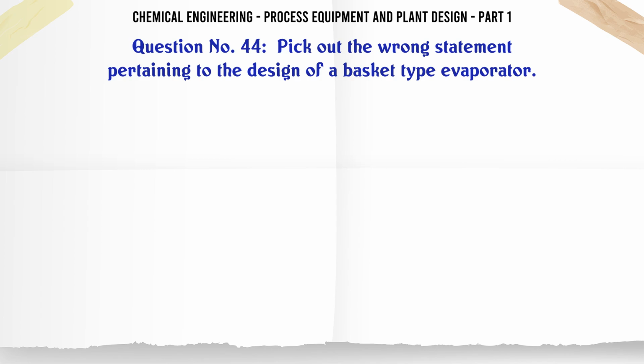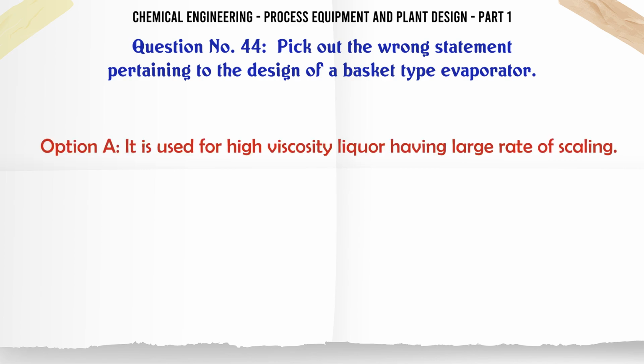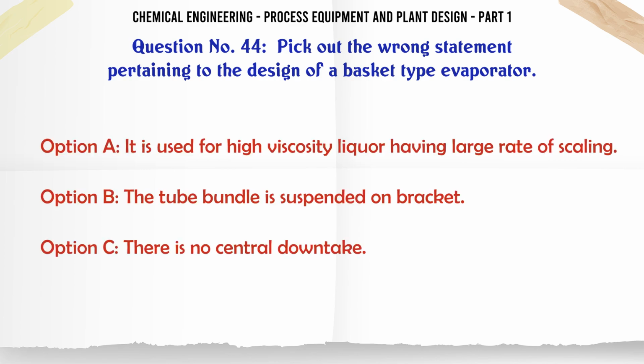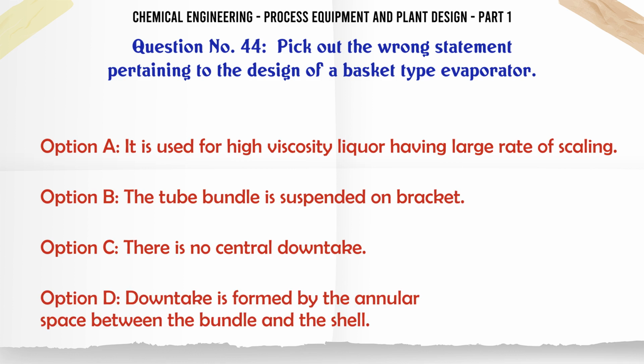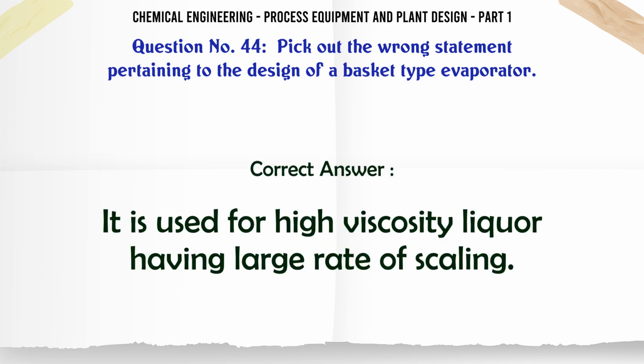Pick out the wrong statement pertaining to the design of a basket-type evaporator. A. It is used for high-viscosity liquor having large rate of scaling. B. The tube bundle is suspended on bracket. C. There is no central downtake. D. Downtake is formed by the annular space between the bundle and the shell. The correct answer is it is used for high-viscosity liquor having large rate of scaling.